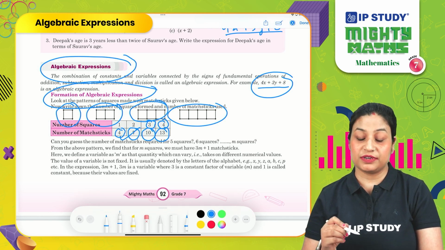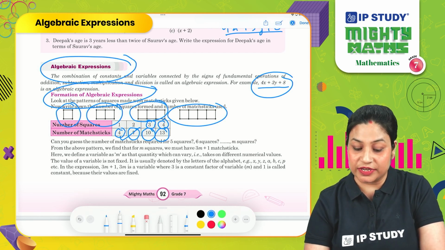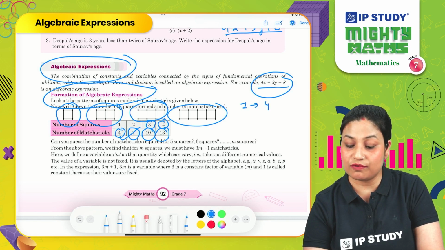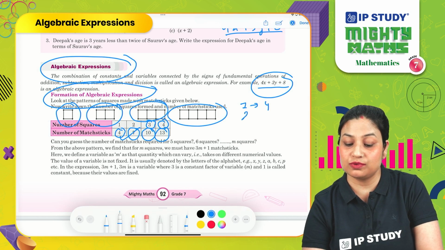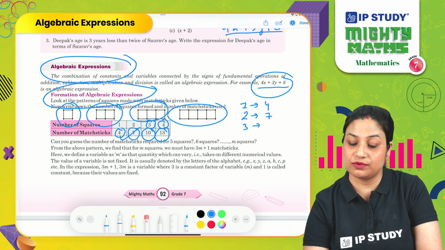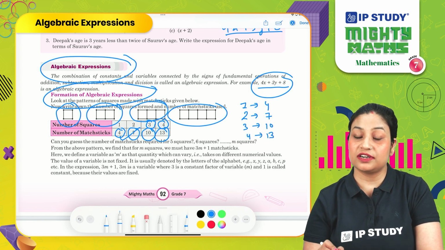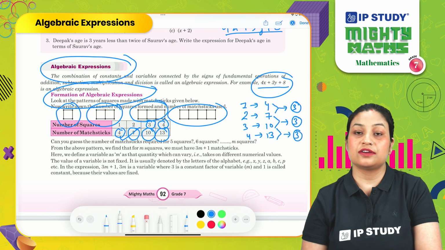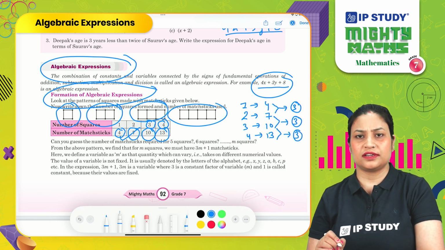So what is the relation between these numbers? Let's find out. Here for 1 square, how many matchsticks have we used? We have used 4 matchsticks. For making 2 squares, we used 7 matchsticks. For 3 squares, we use 10 matchsticks, and for 4 squares, we use 13 matchsticks. Let's find out the difference between these numbers. If you find the difference, you will find the difference is 3. Here also, the difference is 3. Here also, the difference is 3. So it means 3 is common, right?